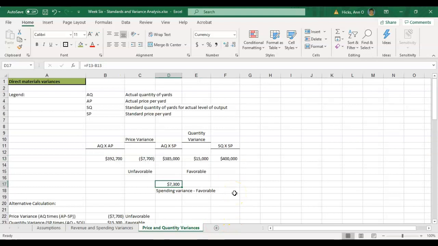Okay, so all we've really done now is confirm what we had done last week. We still need to break it out. And that's where this center column becomes critical. AQ times SP.